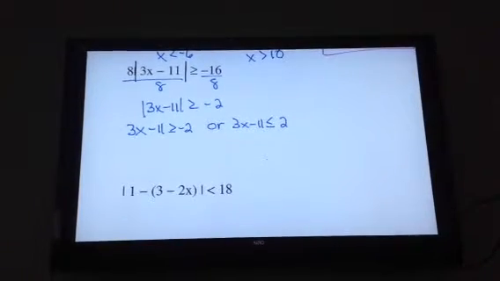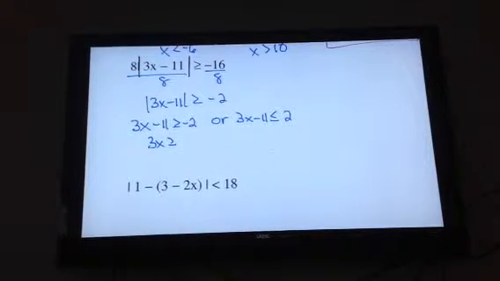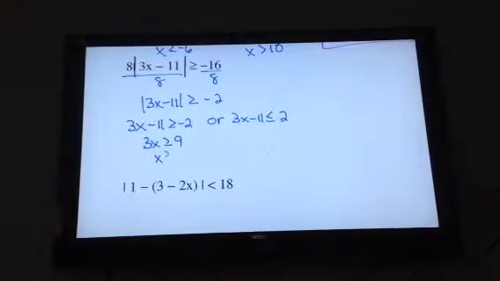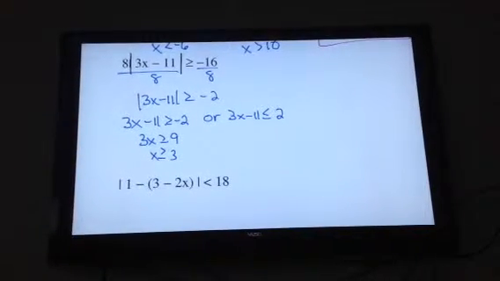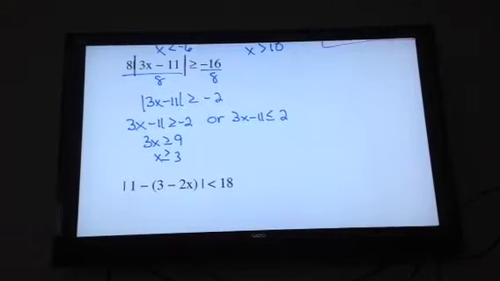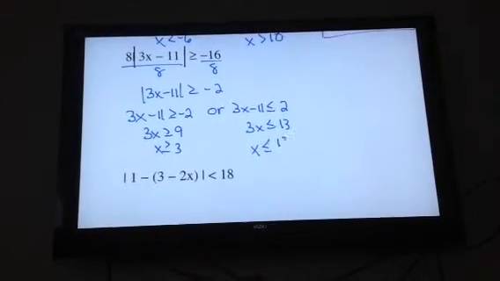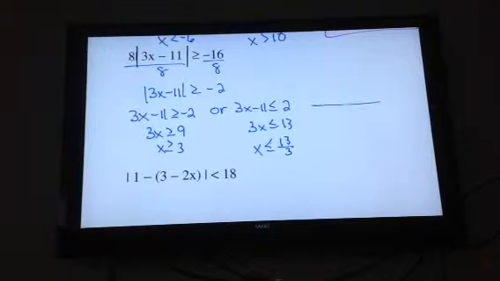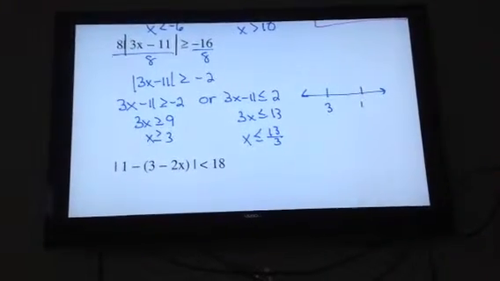So we solve. Add 11, so 3x is greater than or equal to 9. And divide by 3: x is greater than or equal to 3. And on the other one, add 11. 3x is less than or equal to 13. And divide by 3, and x is less than or equal to 13 thirds, which is 4 1/3. So make sure you know that that falls to the right of 3.